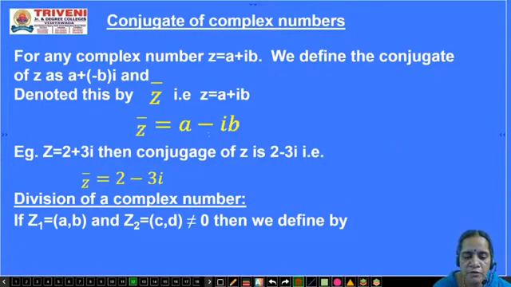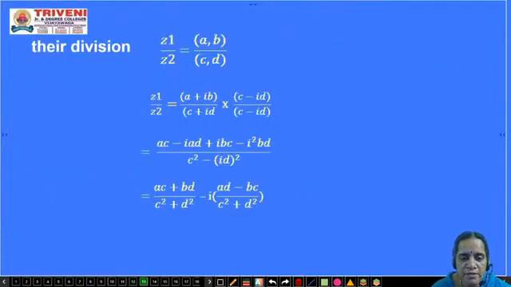Okay, and then we are going to the next topic: division of complex numbers. Division of complex numbers means we have to take two complex numbers, z1 and z2, where z2 is not equal to 0. Then we define z1 by z2 is equal to (a, b) by (c, d). (a, b) is an ordered pair which can be written as a plus ib. (c, d) is an ordered pair which can be written as c plus id. We have to rationalize the denominator here. What is the denominator? c plus id. We have to rationalize that.